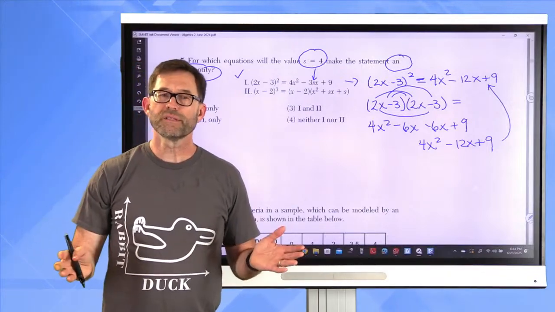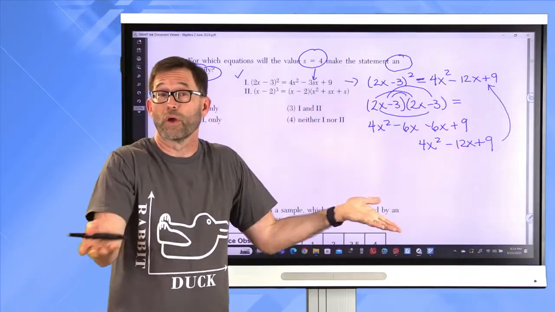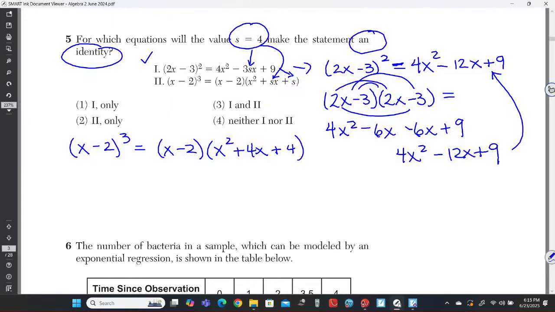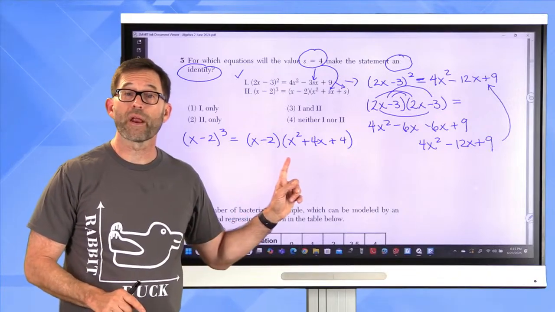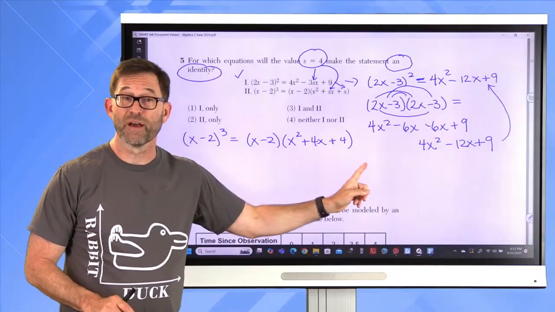All right? Let's take a look at number 2, or choice 2, Roman numeral number 2. There we go. If I put the 4 in here, then I'll get something that looks like this. X minus 2 cubed is equal to x minus 2 times x squared plus 4x, whoops, and it also has to go in there, plus 4. Now, the only way that this is an identity is if when I factor x squared plus 4x plus 4, it's x minus 2 times x minus 2, right?